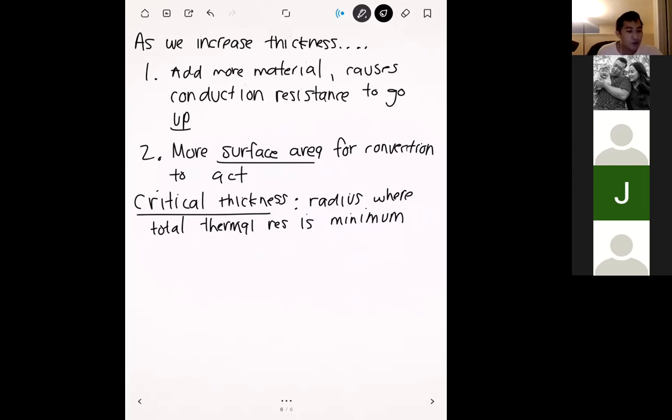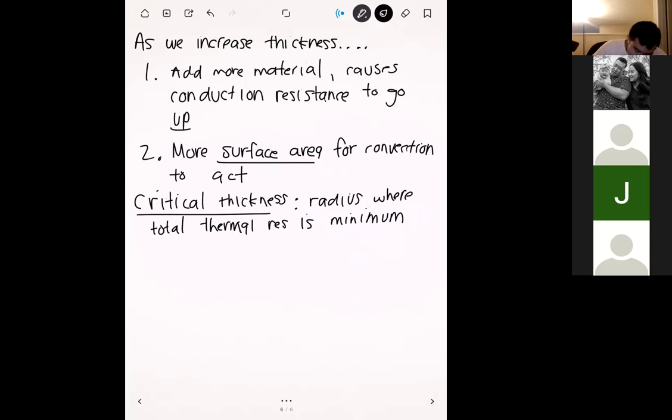You can think of the critical thickness as the point in which the two competing factors almost basically cancel each other out. And so to do that, we can use calculus here, right? Whenever we want to find the maximum or minimum of a function, all we have to do is take the derivative and set it equal to zero.